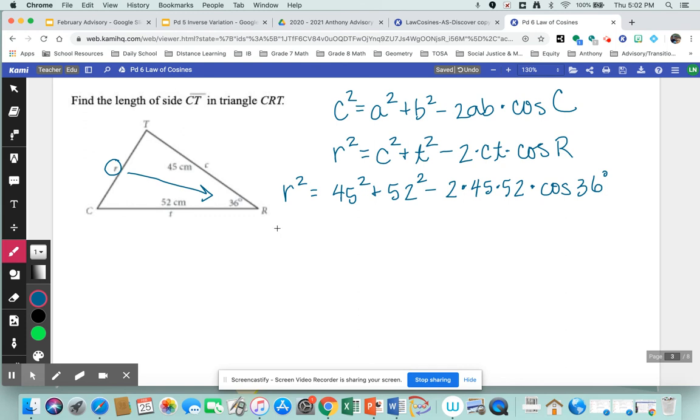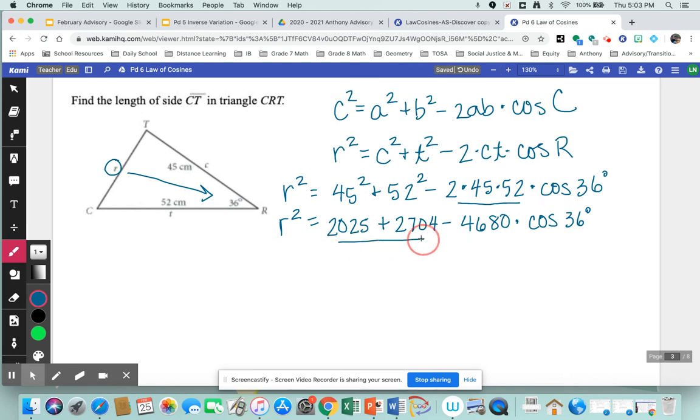Now we just start with order of operations and go slow. This is where people make mistakes, so slow down and just take your time. So 45 squared is 2,025. And again, if you want to try this on your own, pause the video and try it on your own, and then come back and check. So 52 squared is 2,704. Subtract, and then we can multiply all this together, 2 times 45 times 52. That gives us 4,680. And I like to wait to evaluate cosine of 36 degrees. I just like to do the other stuff first.